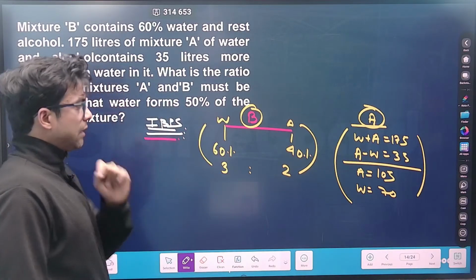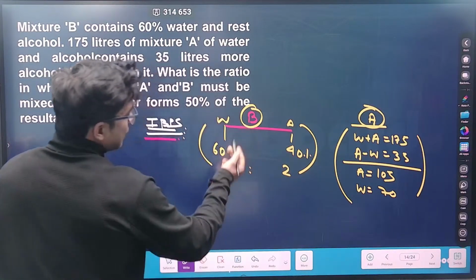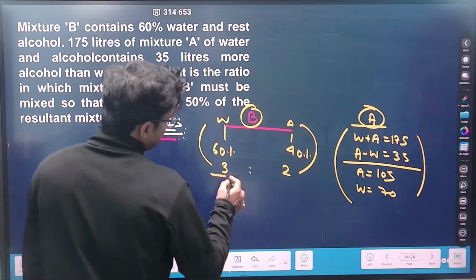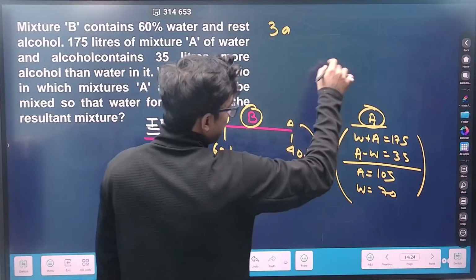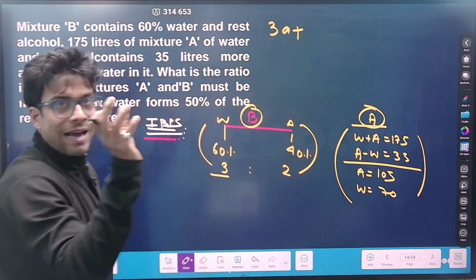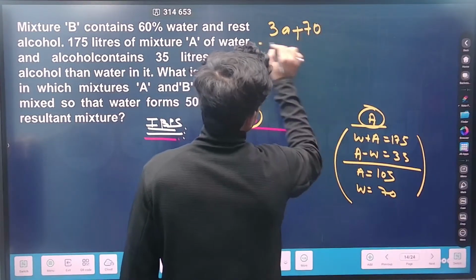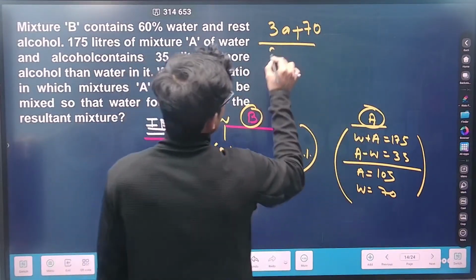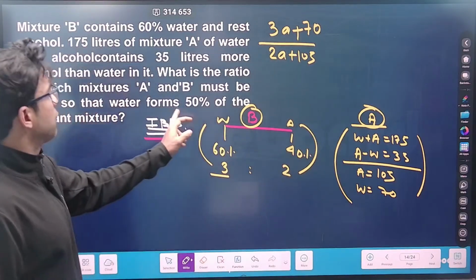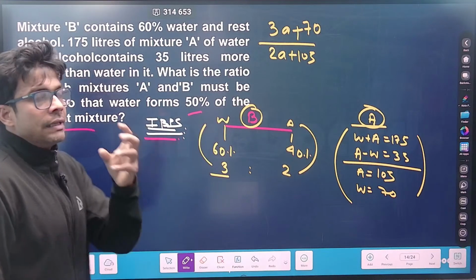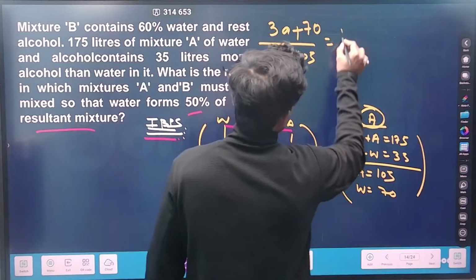So guys, try to think about one thing: B is added to A, right? And the water in B is basically 3A. See how the equation is being made. In A the water is 70, so 3A added plus 70, divided by 2A plus 105. They are saying that water forms 50% of the resultant mixture. If 50% is water, then the rest 50% would be alcohol. So the ratio becomes 1:1.